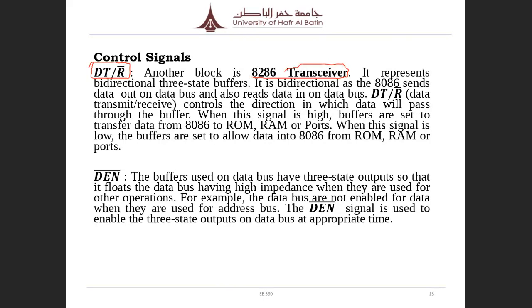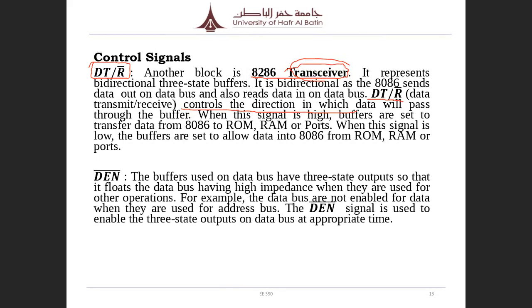Why is it bidirectional? Because data can move from the microprocessor towards the memory or input-output system, or data can come to the microprocessor from memory or the input-output system. It depends on whether it is a read operation or a write operation. So data transmit/receive controls the direction in which data will pass through the buffer. This is a buffer, also called a transceiver.